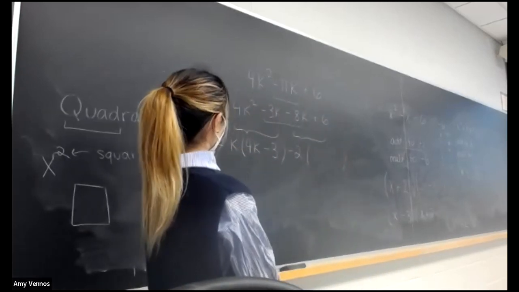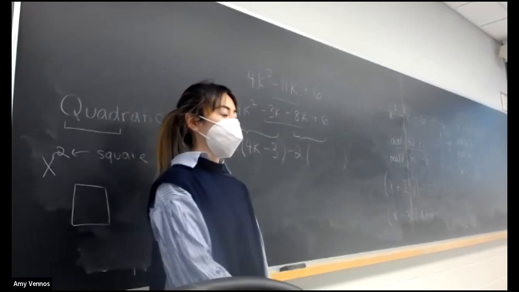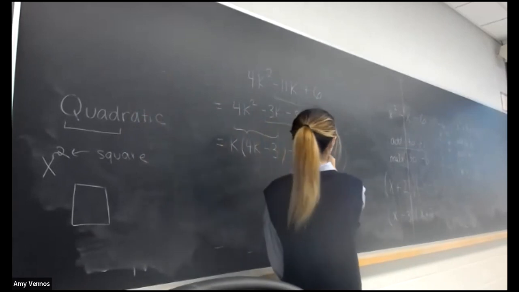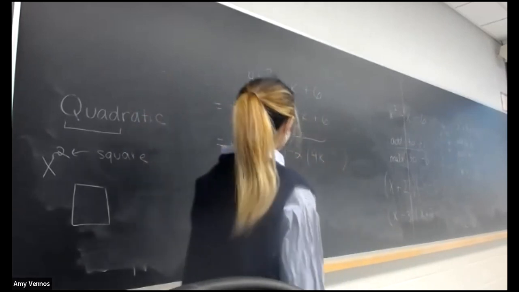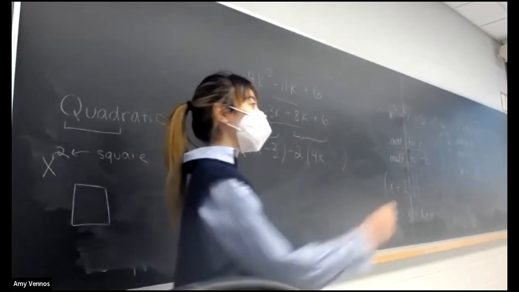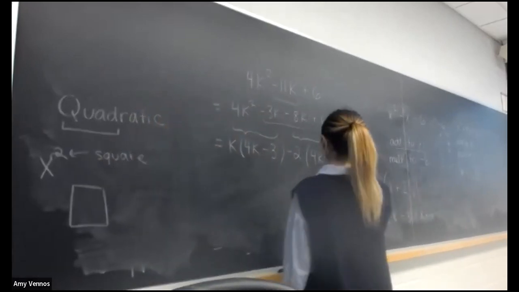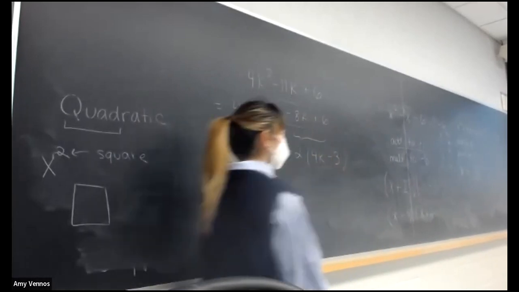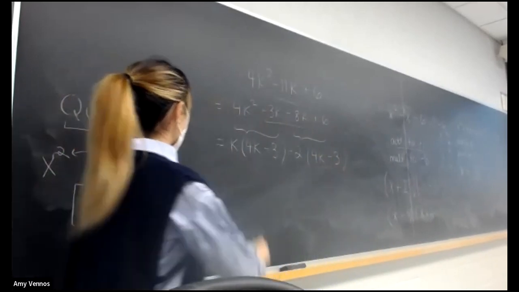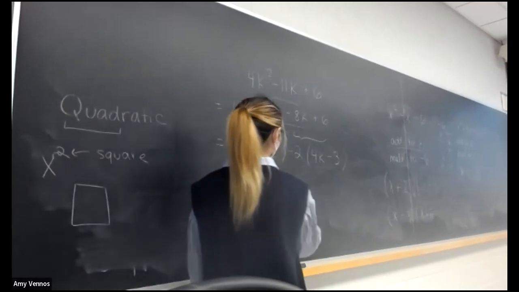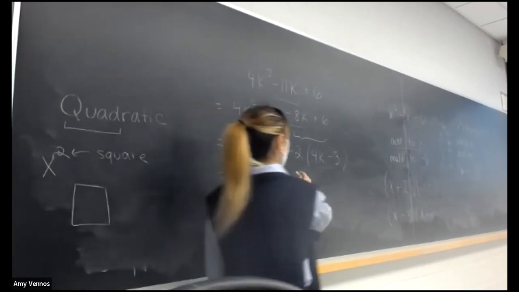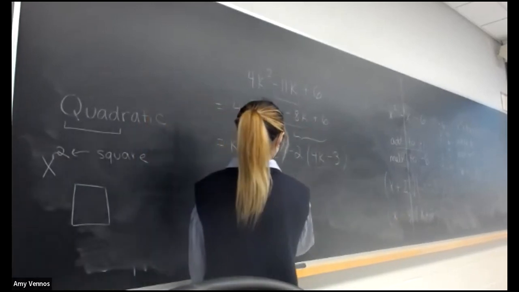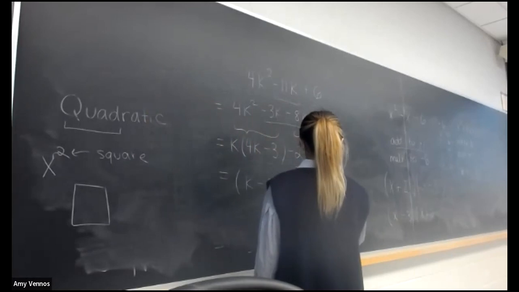So what do I have to multiply by -2 to get -8k? 4. Okay, good. What about 6? -3, good. And all right, we're good, right? Because 4k minus 3, 4k minus 3 match. Okay. So what am I left with at the end? What are my 2 factors? K minus 2, 4k minus 3, good.